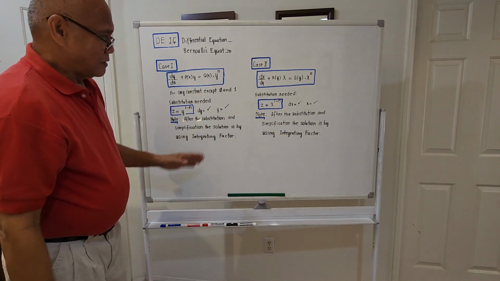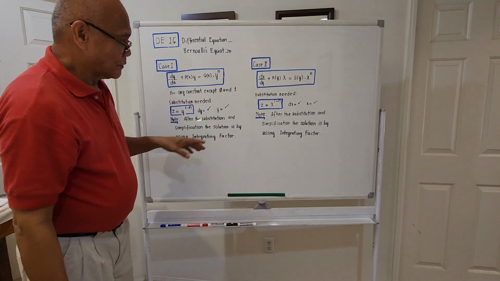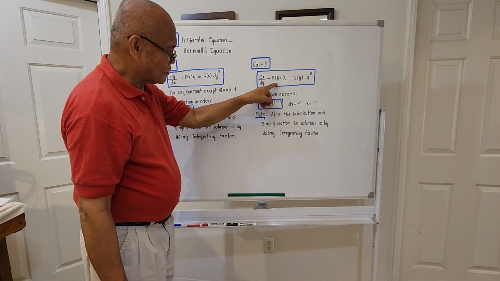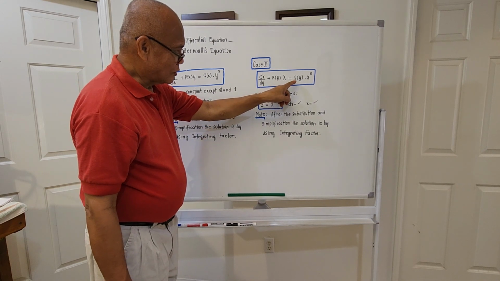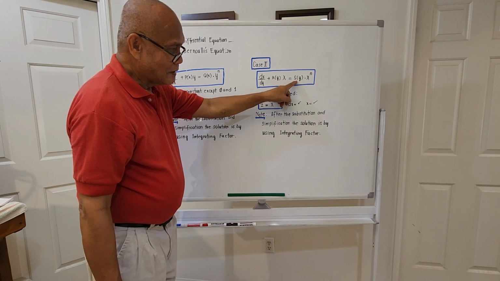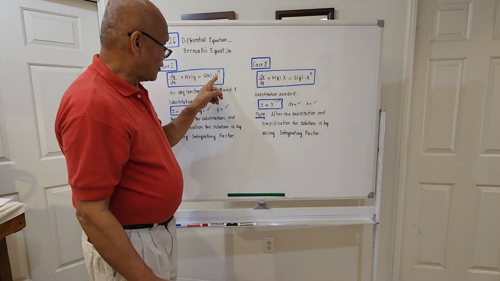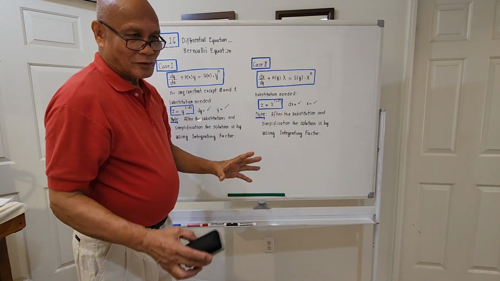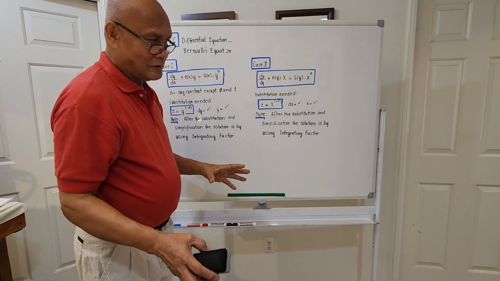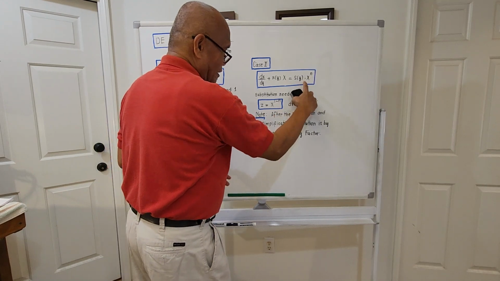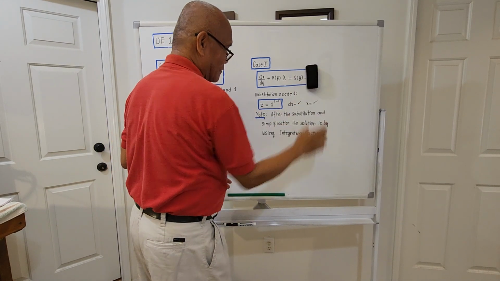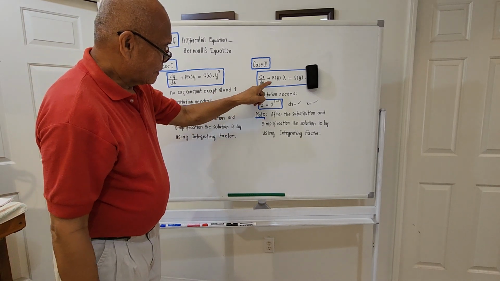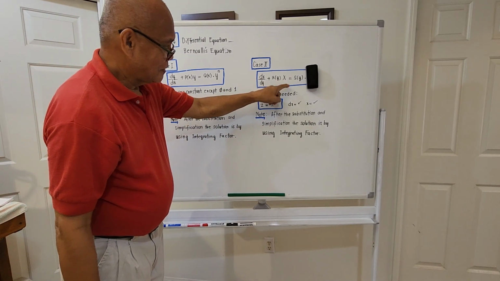For case number 2, it's just the reverse of the first one. It is dx/dy plus r as a function of y times x equal to s as a function of y. For case number 2, instead of y to the n, this is x to the n. And under the so-called integrating factor, this x to the n is missing. It is just simply dx/dy plus r of y times x equal to s of y.